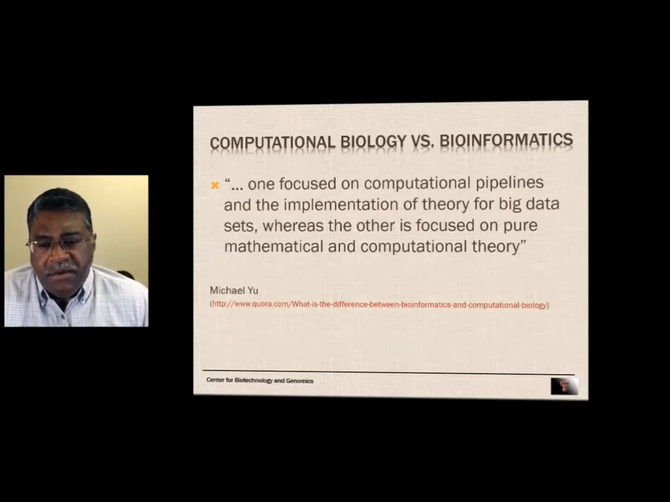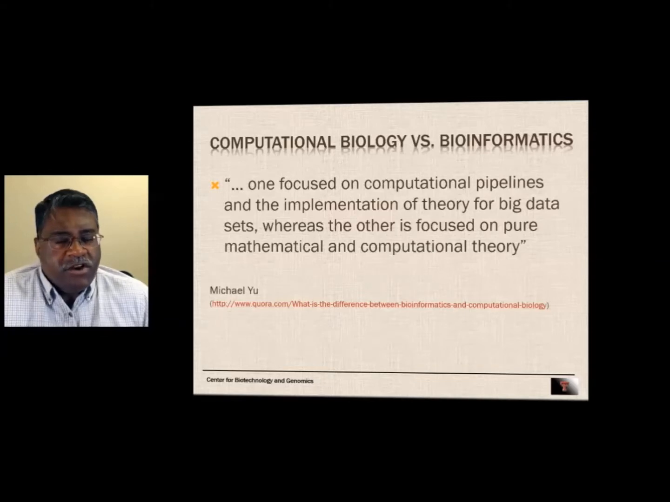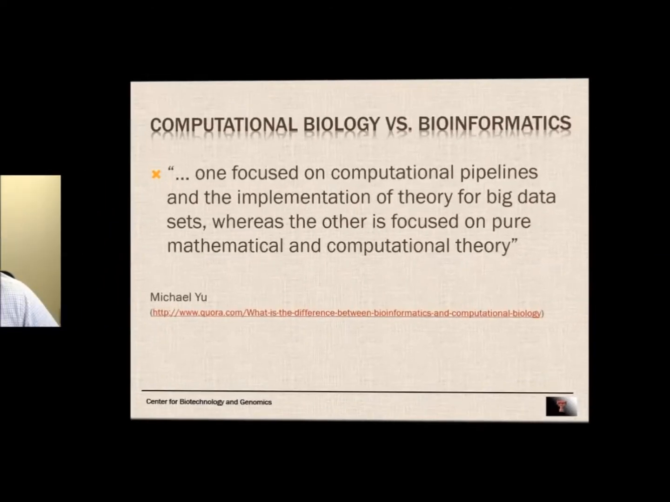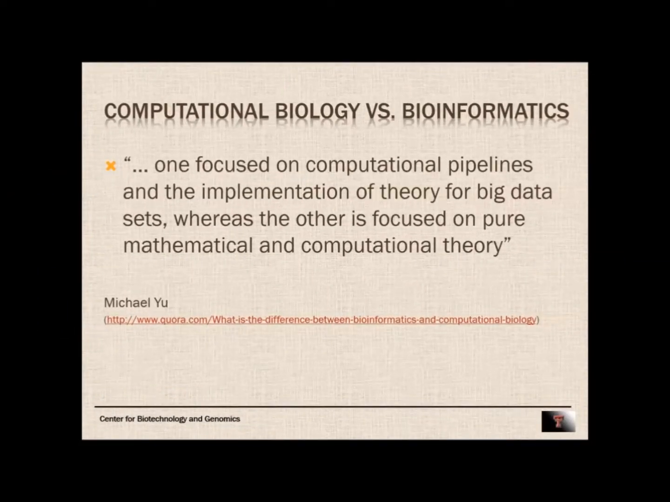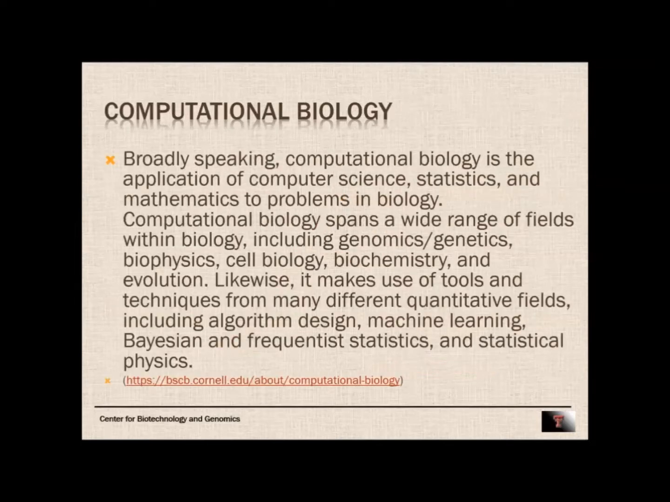Another definition by Michael Yu. It is one focused on computational pipelines and the implementation of theory for big data sets, whereas the other is focused on pure mathematical and computational theory, which is which? Obviously, bioinformatics is the first part of this definition. Computational biology is the second part of this definition, at least based on what we've heard.